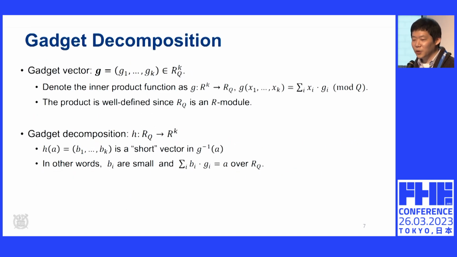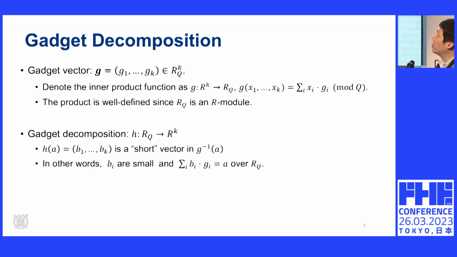So, Gaussian decomposition. This is a very simplified version of a Gaussian decomposition explanation. We often use this technique to reduce the noise growth. A Gaussian vector is a fixed vector modulo Q. Let me denote this inner product function simply by G. G is an inner product function which takes a k-dimensional vector as an input and outputs this inner product.